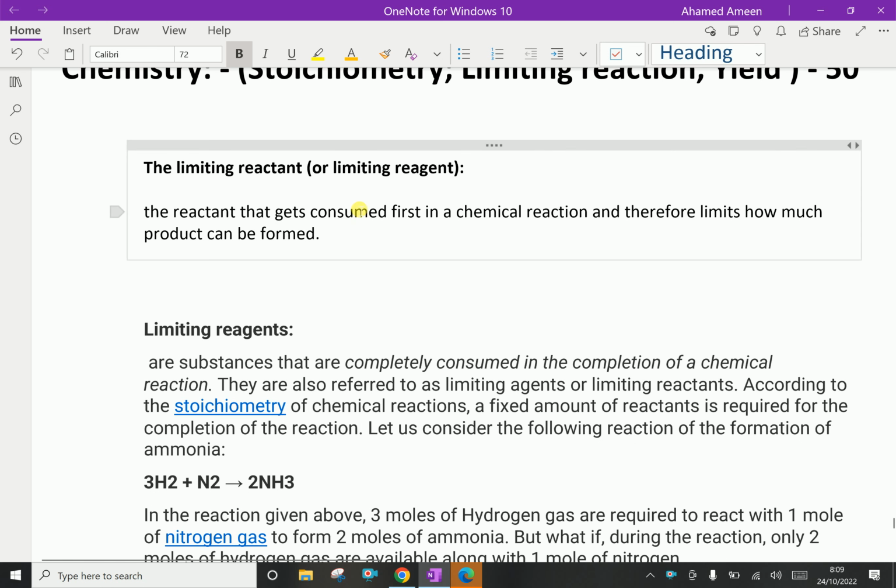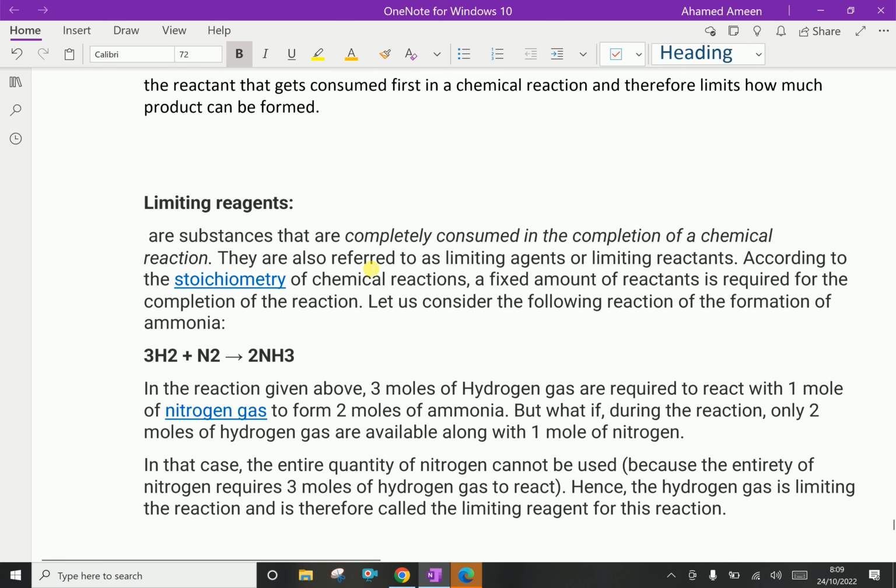The limiting reactant or limiting reagent. The reactant that gets consumed first in a chemical reaction, and therefore limits how much product can be formed, is a limiting reactant. That means the reactant that gets consumed first to make a complete chemical reaction and therefore limits how much product can be formed. That is called a limiting reactant.